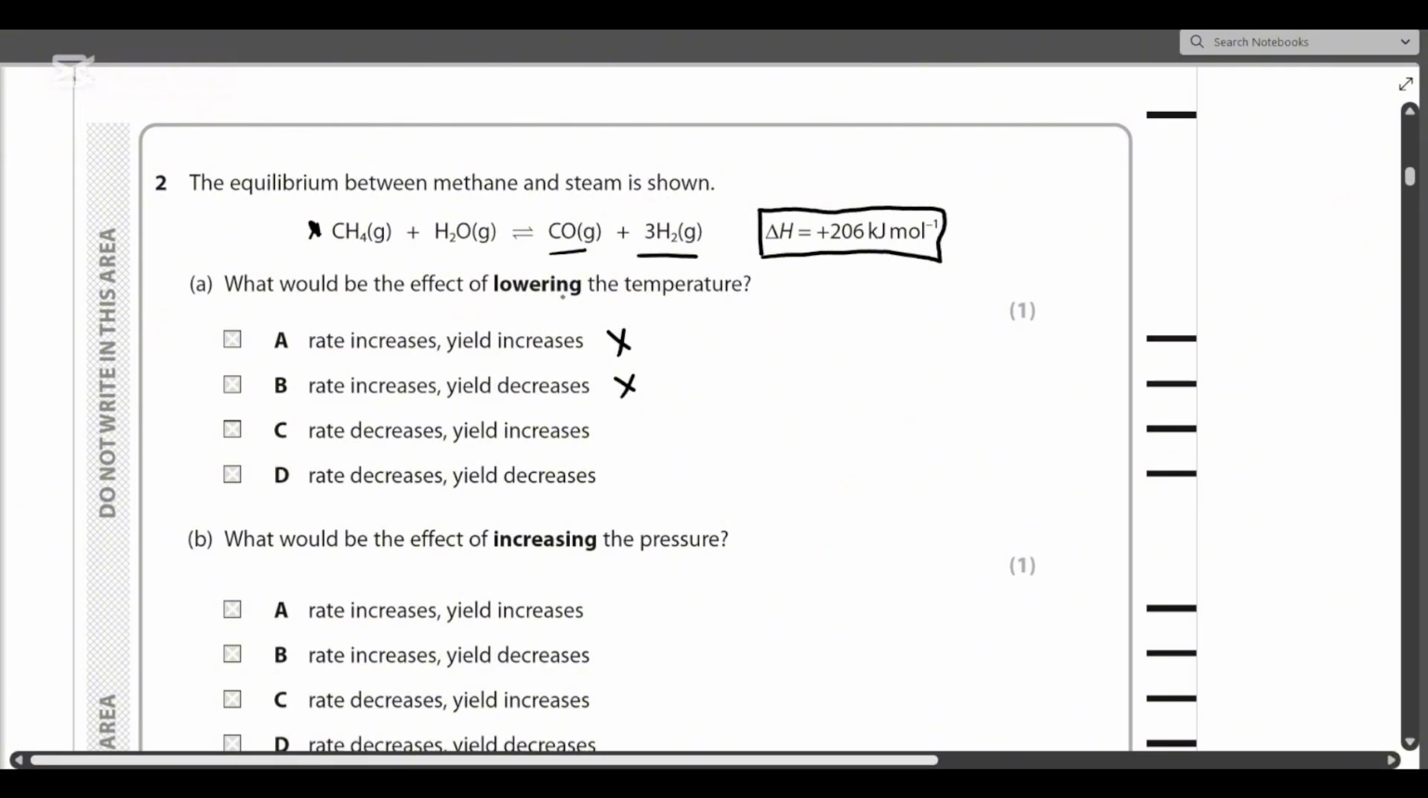But in this case, the temperature is lowered. Since the forward reaction is endothermic, as I told you earlier, we can easily state that the backward reaction is exothermic, right? So since the temperature is lowered, the equilibrium should go towards the exothermic side, in this case the backward direction. This means that the amount of product, in other words the yield, is going to decrease. So that would make D our correct answer.